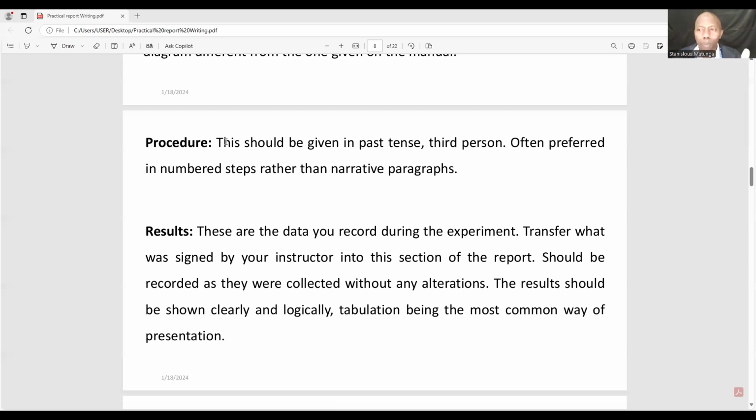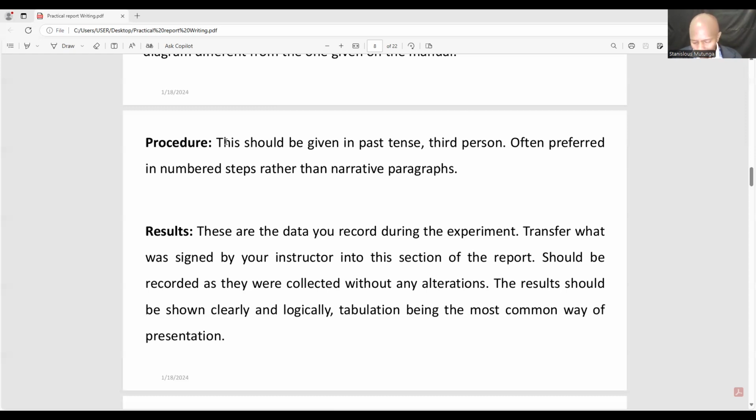After having this procedure, in the procedure, that's where now you have step-by-step or chronological steps of whatever you've been undertaking within that experiment for you to be in a position to get the results. Now, after having the procedure, that's the time you're having the results. And this is the data, or the data you record during the experiment.